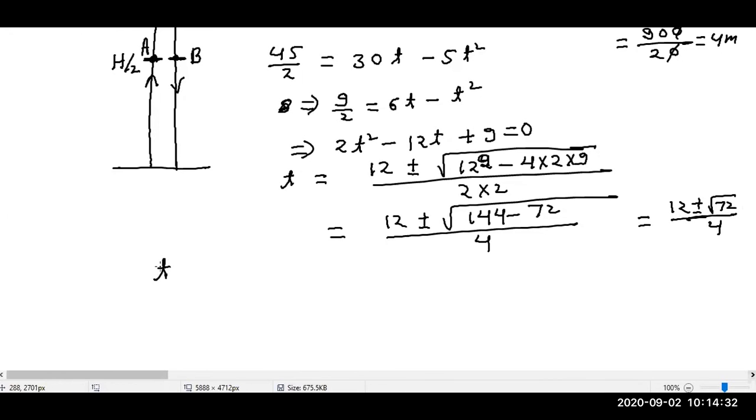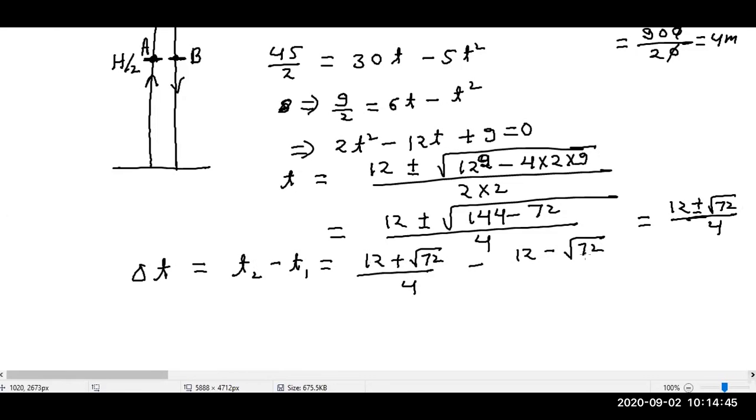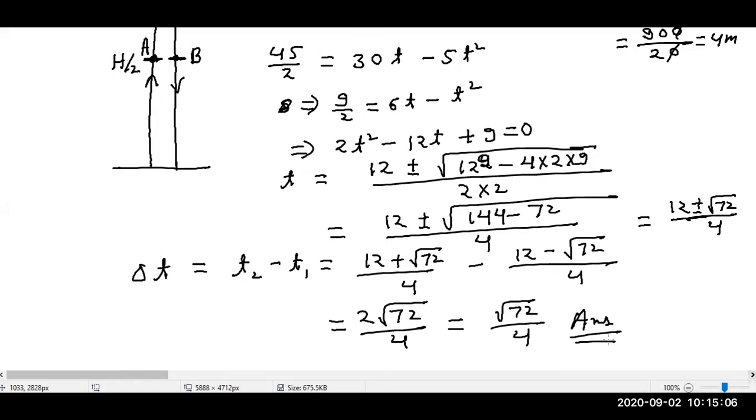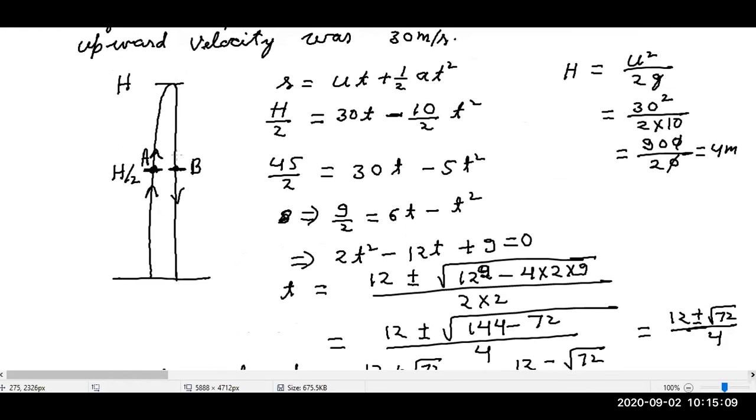So if you subtract these 2 times, delta t, t2 minus t1, what we have to do is 12 plus root 72 by 4 minus 12 minus root 72 by 4. If you solve it further, 12 will get cancelled, 12 will get cancelled, so you will have 2 root 72 by 4. So root 72 by 2. So this will be the answer. Or you can solve it further. I think it will get cancelled by 2. So this is the answer finally. So this much time will be taken by the object to go from A to B.